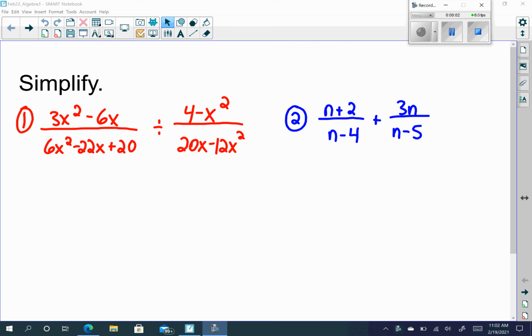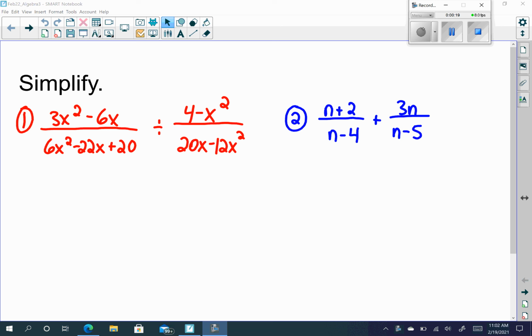Hello everyone. I just want to take some time to have you review. Since we started solving equations, I want to constantly continue to go back and look at other operations with expressions. So take a look at number 1 and 2. We're dividing in number 1 and we're adding the two fractions in number 2.